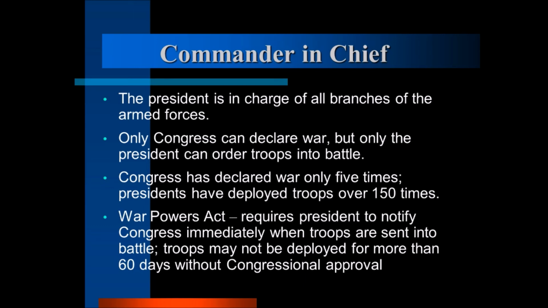So enter the War Powers Act. Basically what this does is it curtails that side that says the president has unlimited power to move troops and do what he wants to for as long as he wants to. The War Powers Act says the president can move troops, but he has to notify the Congress immediately when they're sent into battle. And troops cannot be deployed for more than 60 days unless Congress approves it. That way the executive is checked by the Congress.